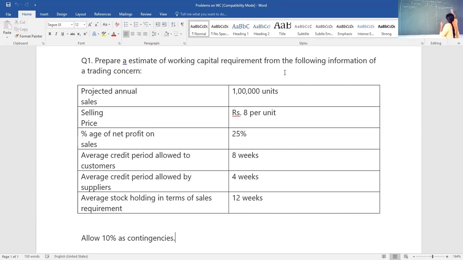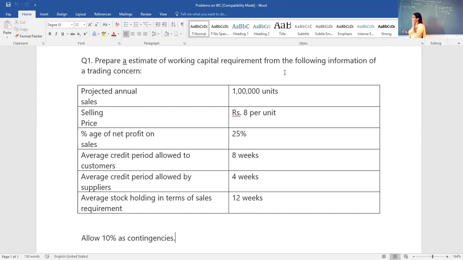The number of units that the company produces is 1 lakh units. Selling price is rupees 8. Okay. Now, when you say selling price, what all is included into the selling price? It includes the cost of manufacturing. Okay. It includes taxes and it includes a percentage of profit, isn't it?